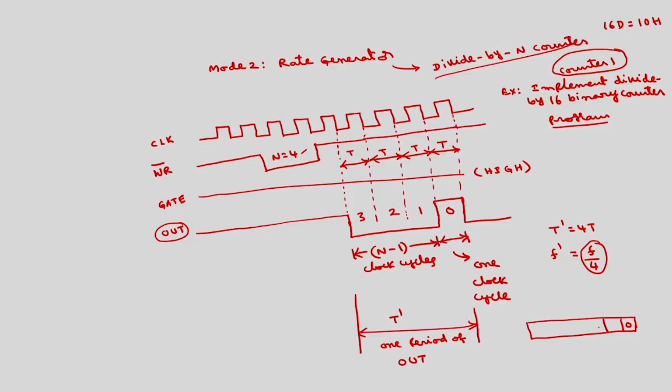Then mode 2 means 0 1 0. These three bits will decide the mode. Then RL1 RL0, this is only the lower order 8 bits, only 8 bit operation, so this will be 0 1. Then select counter, I want to use counter 1, which is 0 1. So what is the control word? This is 5, this is 4, 54H.